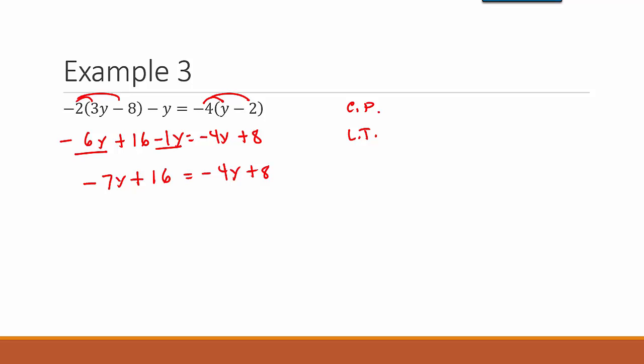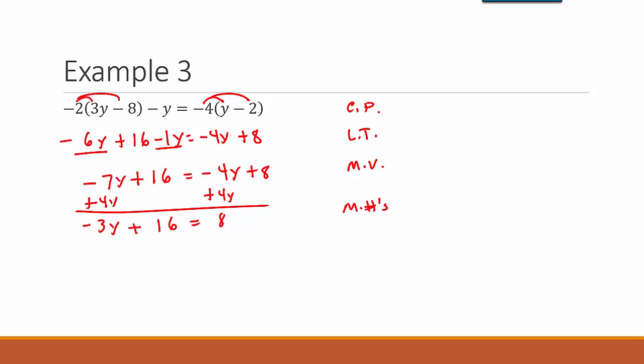And we want to move our variables to get our variable terms together. So let's add 4y, add 4y, plus -3y plus 16 equals +8. Move our numbers to get our numbers to the other side from the variable terms. Subtract 16, subtract 16, -3y equals -8.